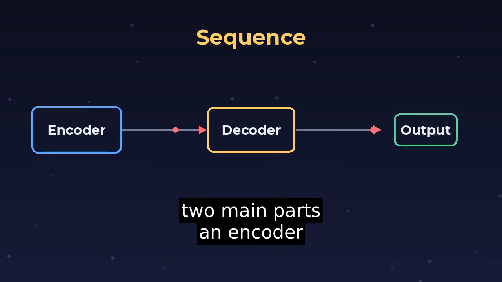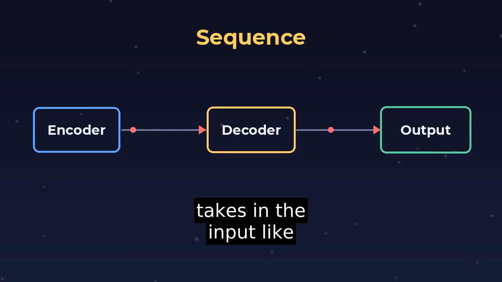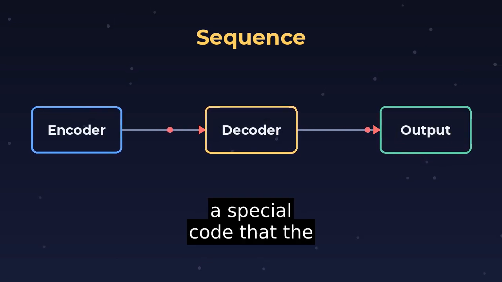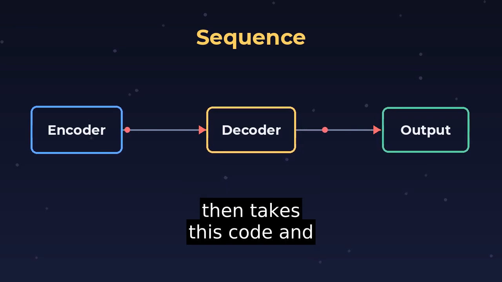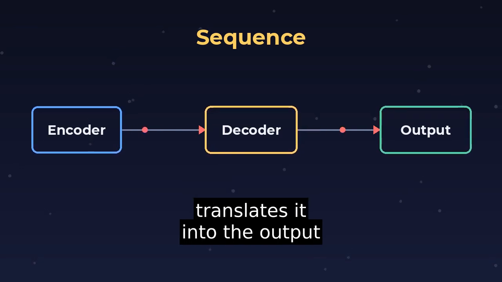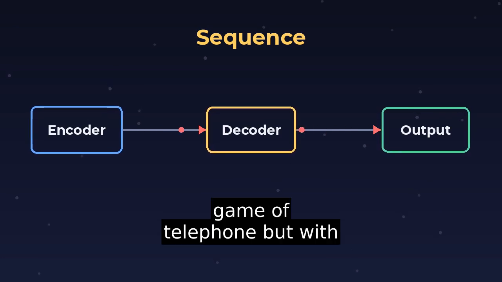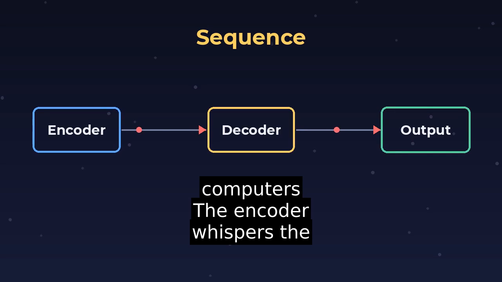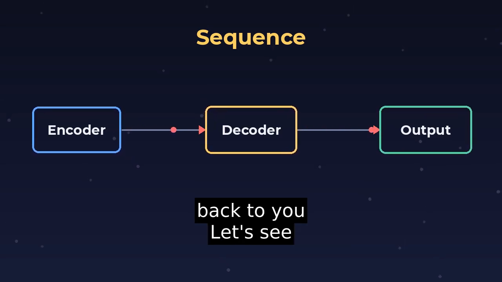It's made up of two main parts, an encoder and a decoder. The encoder takes in the input, like a sentence in one language, and breaks it down into a special code that the computer can understand. The decoder then takes this code and translates it into the output, like a sentence in a different language. It's like a game of telephone, but with computers. The encoder whispers the input to the decoder, and the decoder whispers the output back to you.